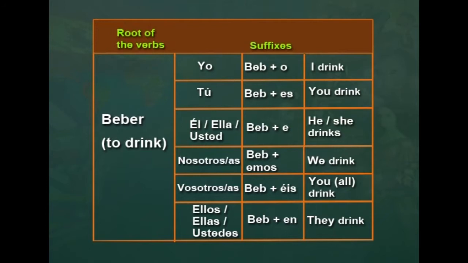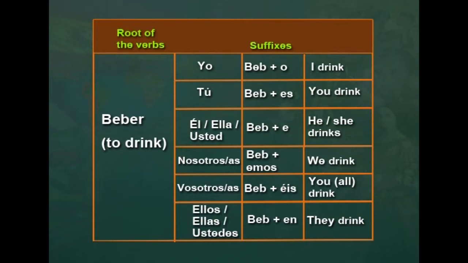Now, we shall look at some important ER ending verbs and their conjugation. Beber, to drink, has the stem or the root beb, B-E-B. We will go on adding the suffix to it and looking at the conjugation. So, as I explained, the suffix for yo is o. So, yo bebo, I drink. Tú, we add the suffix es. Tú bebes, you drink. Él, ella, usted bebe, he drinks, she drinks or you drink.